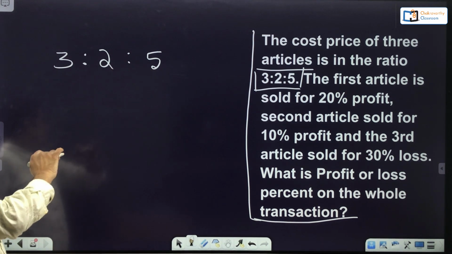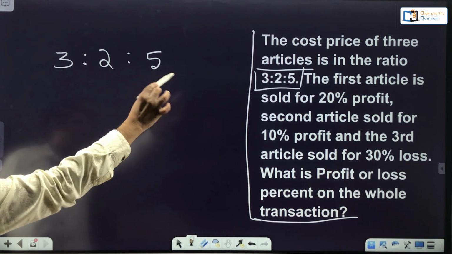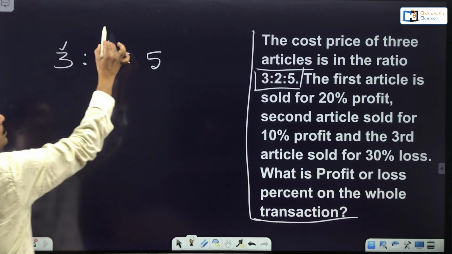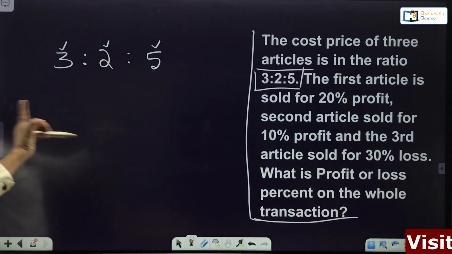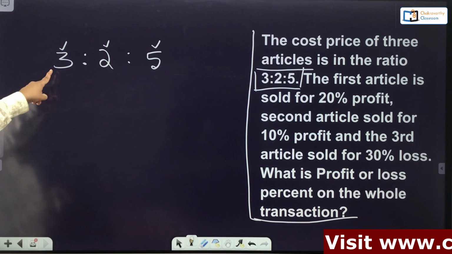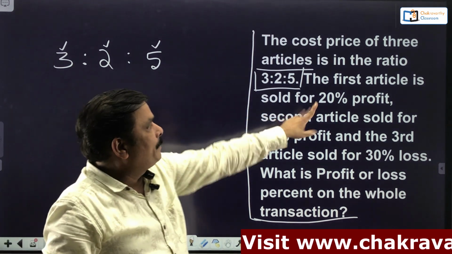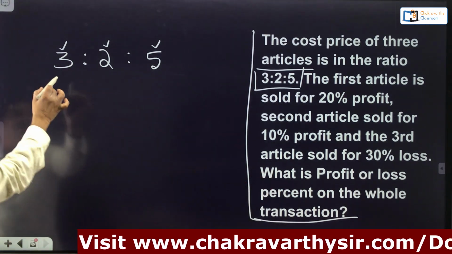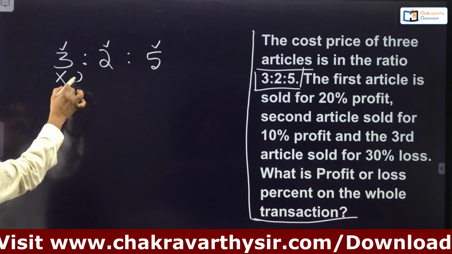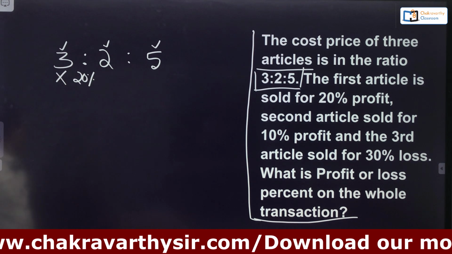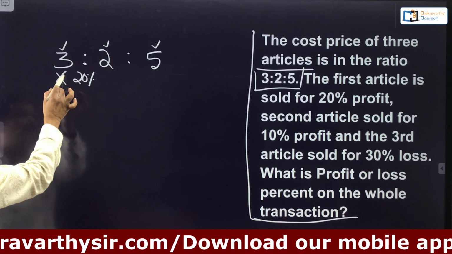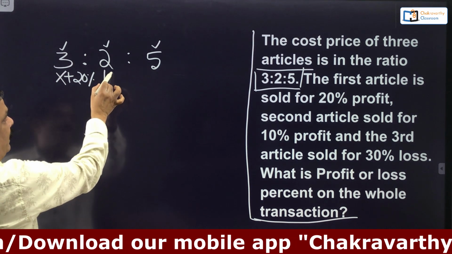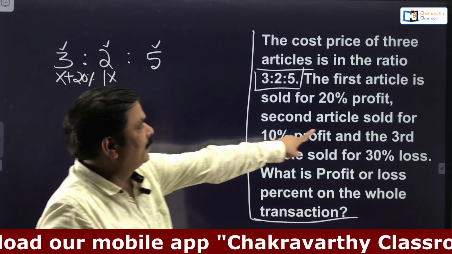Let us imagine three articles with cost prices in the ratio 3:2:5. Let us take this one as 3, this is 2 and this is 5. This is the cost price. Now, the first article is sold at 20% profit on cost price. Simply multiply this one with 20%. This is profit, so keep plus here. Then the second one, you multiply with 10% profit.